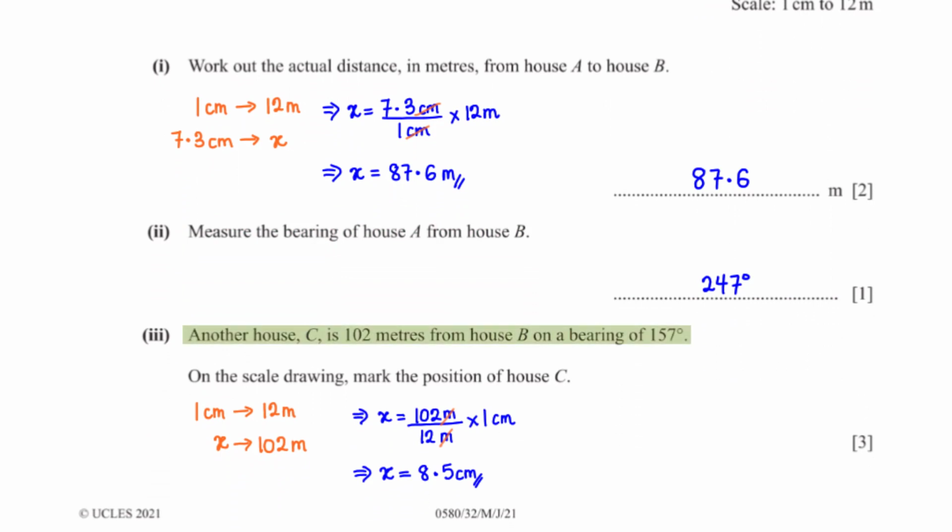Another house, C, is 102 meters from house B on a bearing of 157 degrees. On the scale drawing, mark the position of house C. Using the scale conversion, we need to convert 102 meters to its equivalent measurement on the scale drawing. When we cross multiply and make x the subject, this is what we have, which is equal to 8.5 centimeters.